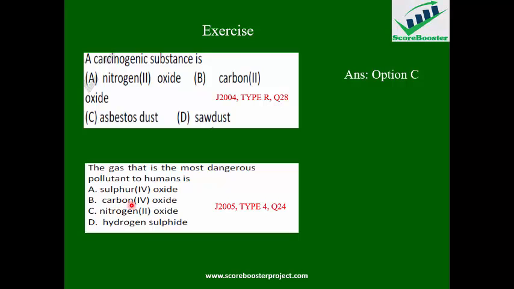Carbon dioxide is not a pollutant, so it's not too dangerous, except that it causes acid rain. This one also causes acid rain. This one also causes acid rain. So invariably, A, B, and C have almost the same effect, depending on the quantity in the atmosphere. So the one that is most dangerous is hydrogen sulfide. That is what can break down to form sulfur compounds. That is the answer. Option D is the answer.